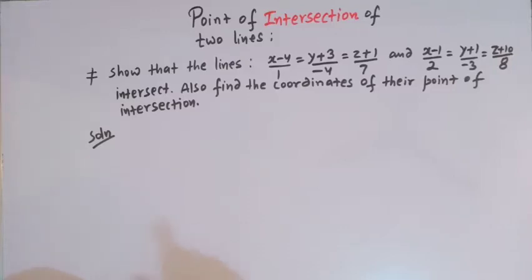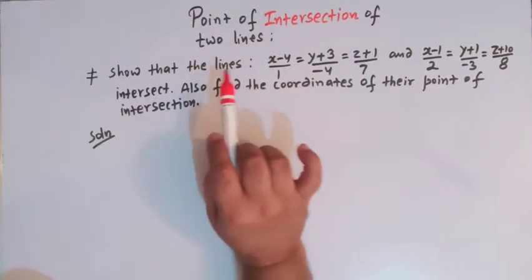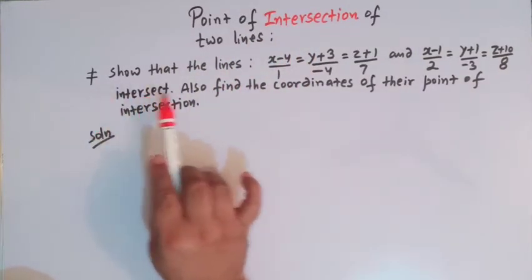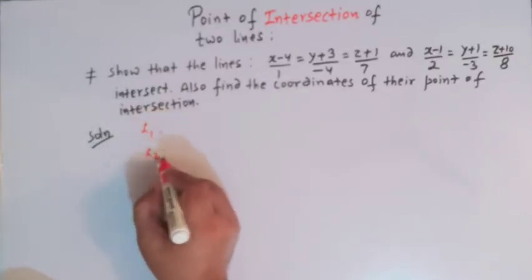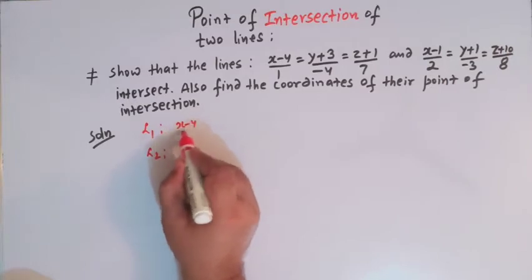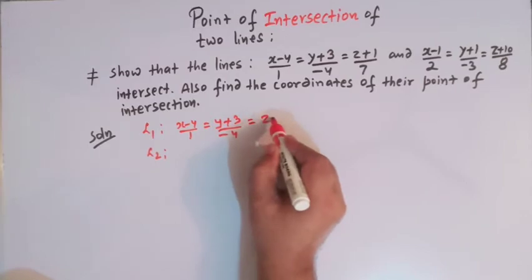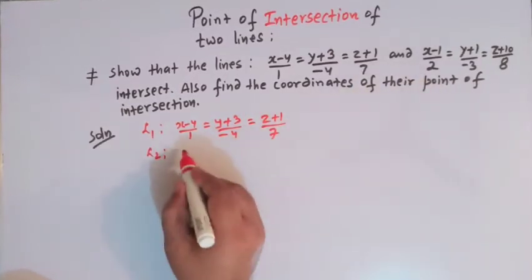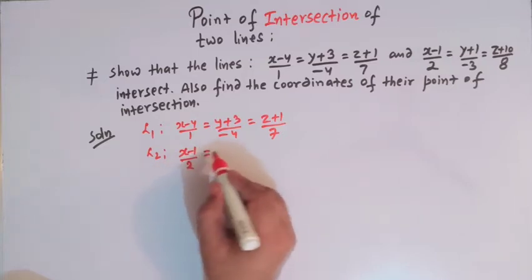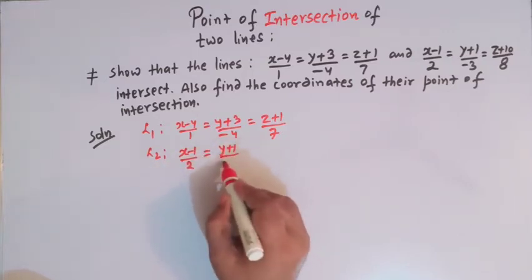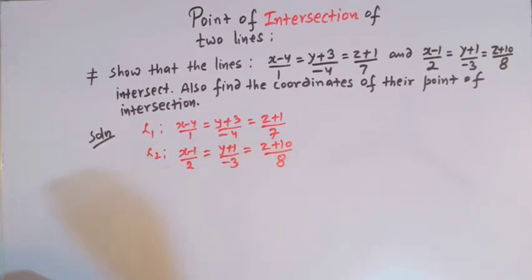Today we will discuss the concept of point of intersection of two lines. So here we are given the equation of two lines L1 and L2. The line L1 is (x minus 4)/1 = (y plus 3)/(minus 4) = (z plus 1)/7. And the line L2 is (x minus 1)/2 = (y plus 1)/(minus 3) = (z plus 10)/8, right?